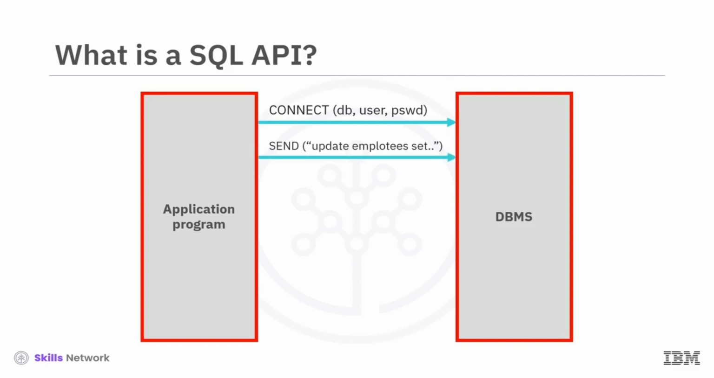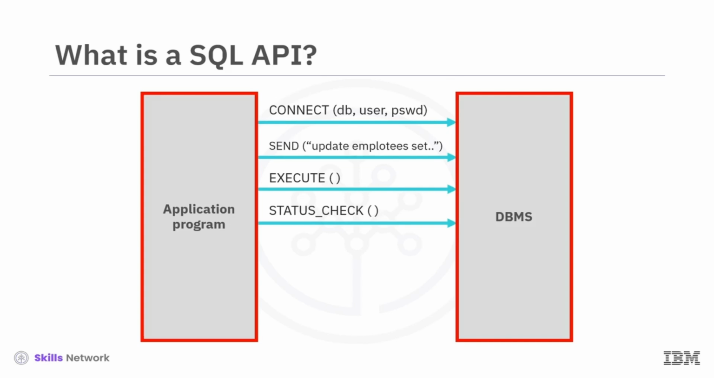To pass SQL statements to the DBMS, an application program calls functions in the API, and it calls other functions to retrieve query results and status information from the DBMS. The basic operation of a typical SQL API is illustrated in the figure.